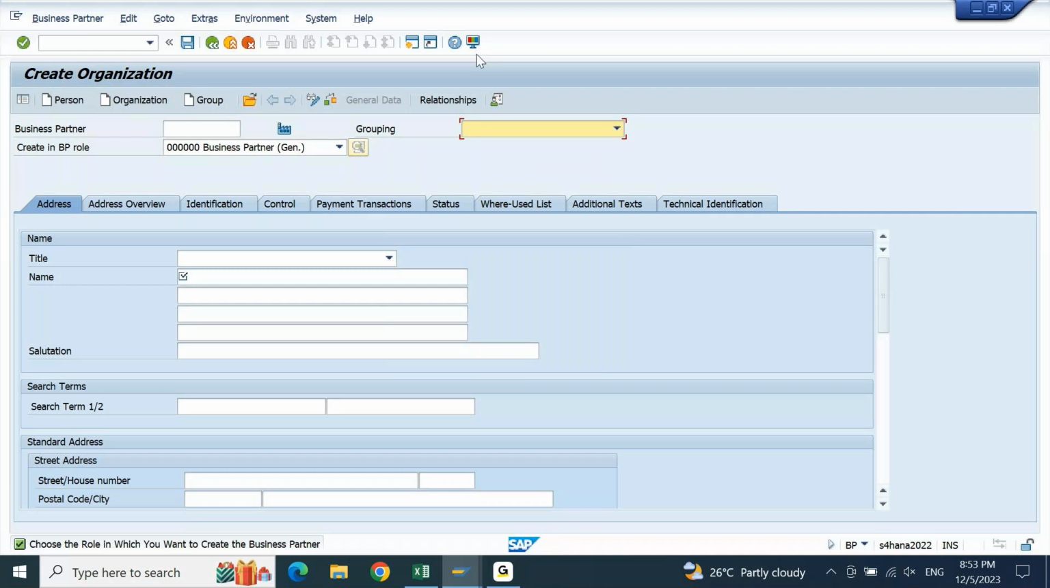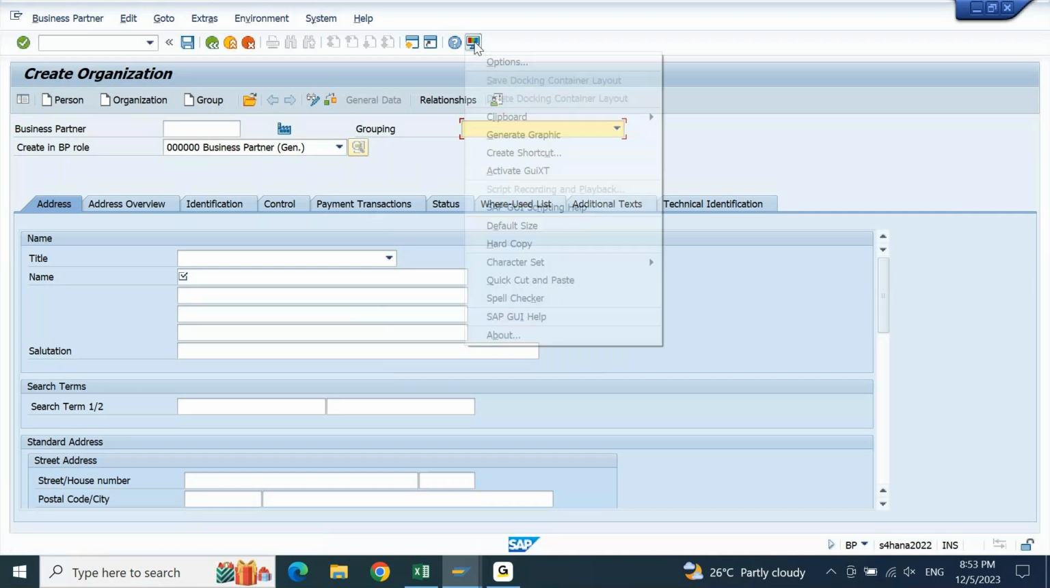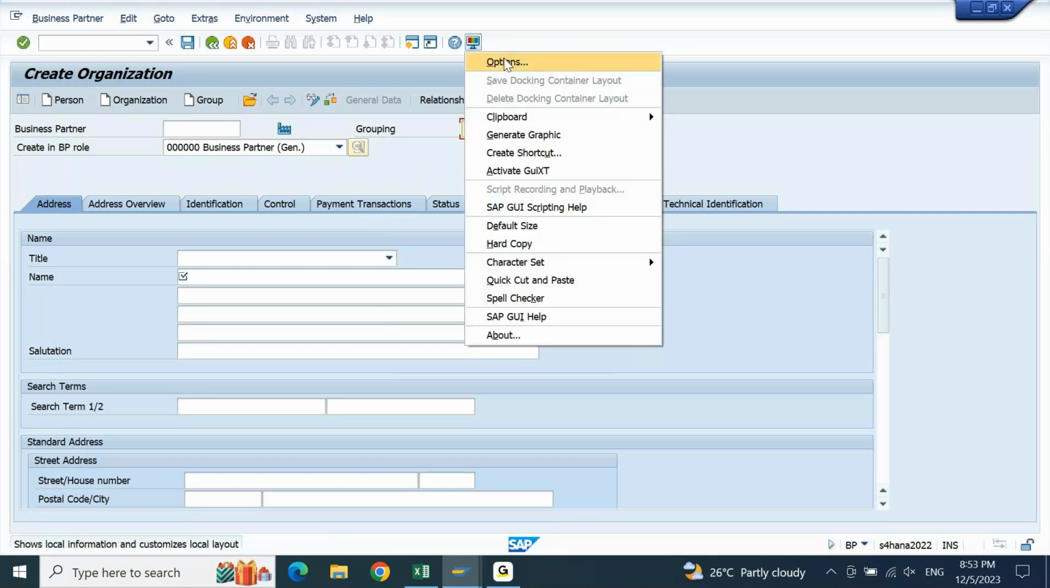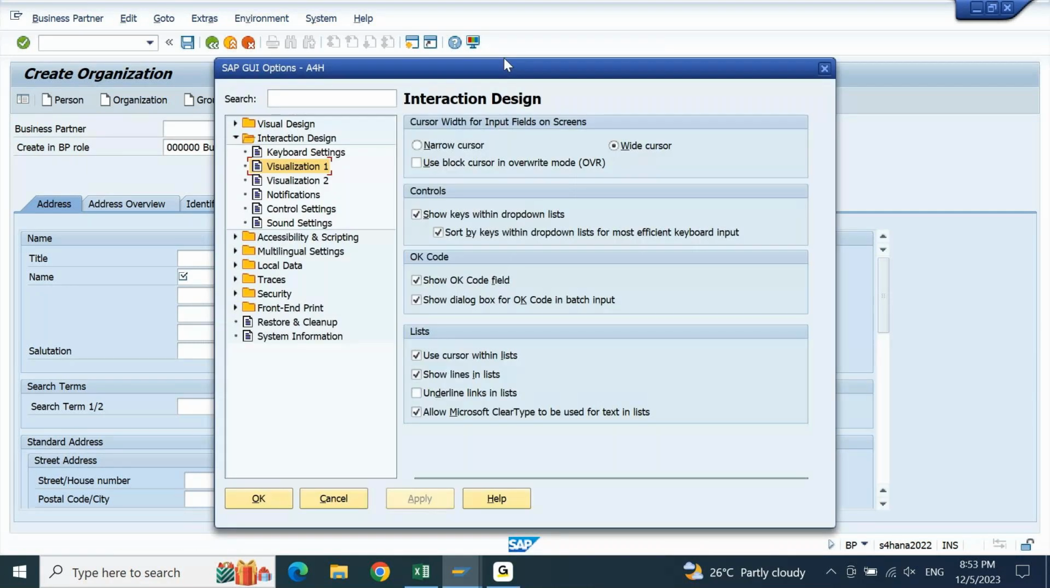Go to this one, customize local layout, options. You will find interaction design. Under interaction design, visualization 1. Under control, enable these two checkboxes.